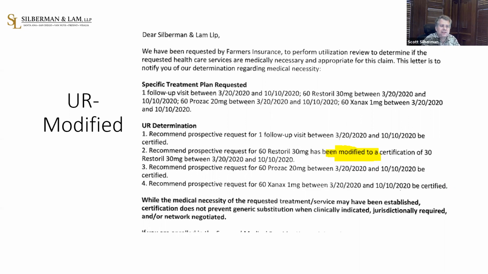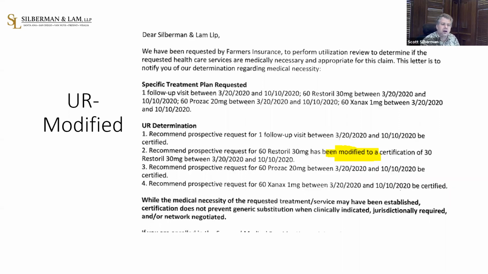So in this one, it says UR modified, is what I've titled it over here. But where you'll see is my highlighted area over here, where it says 60 Restoril 30 milligrams has been modified to a certification of 30. Okay, so following this, and I didn't put that all in here, there will be an explanation of why they modified it. So this is something we can appeal, and we do appeal.